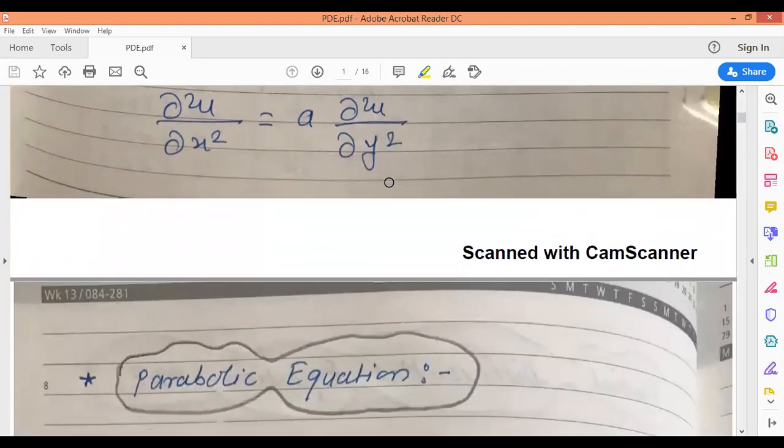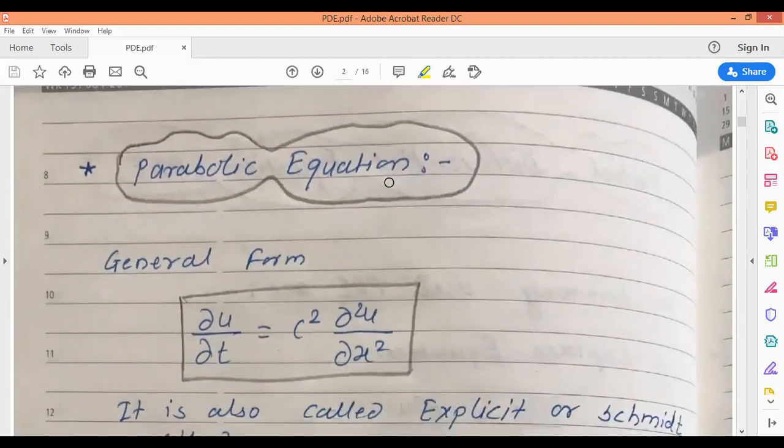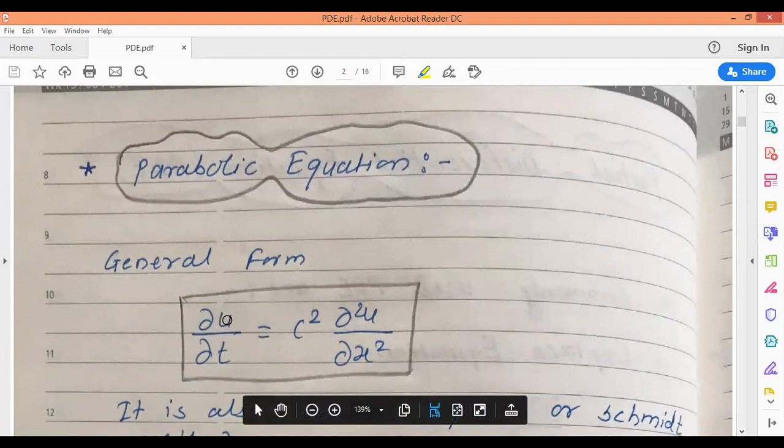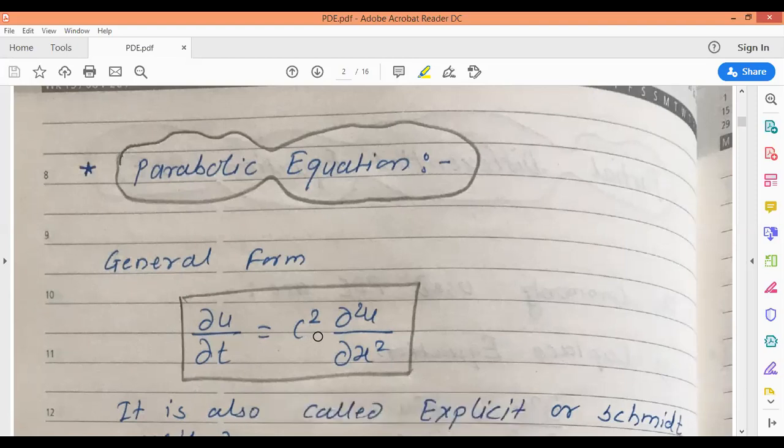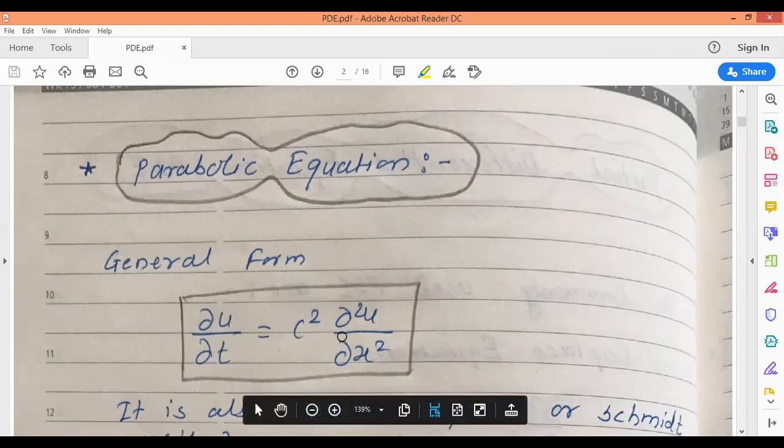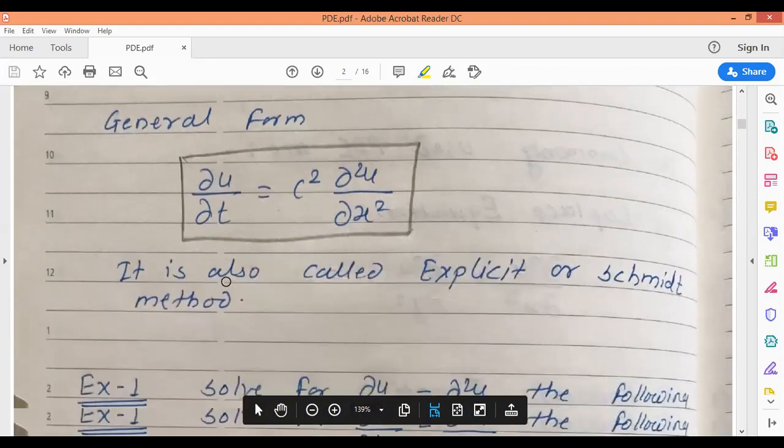First we have to concentrate on the parabolic equation. Its generalized form is du upon dt equal to c square d square u upon dx square. The c square term is very important. Most of the time this term is not given in the problem, and at that time you have to assume it is multiplied by 1.